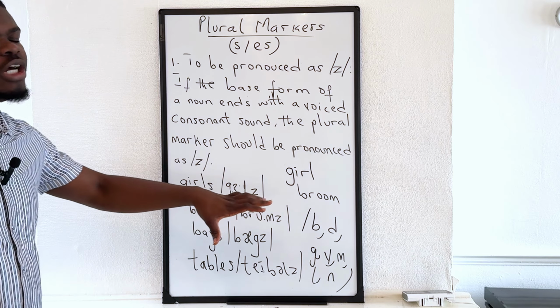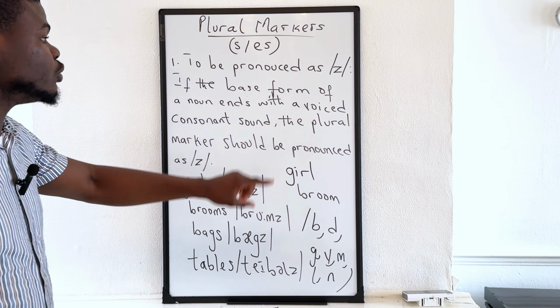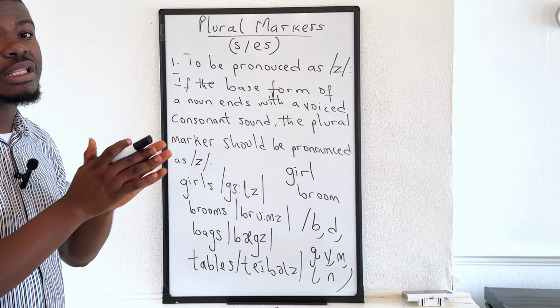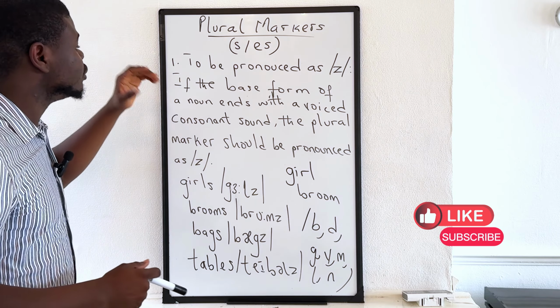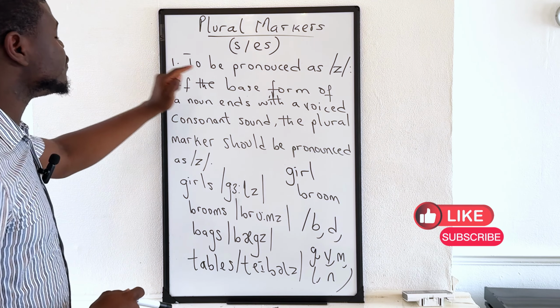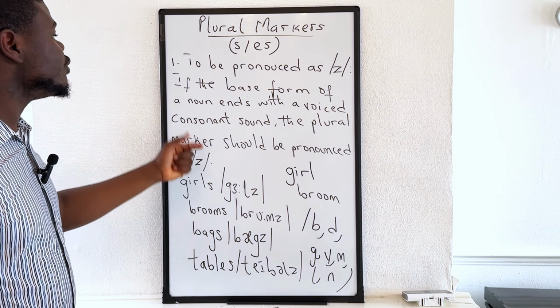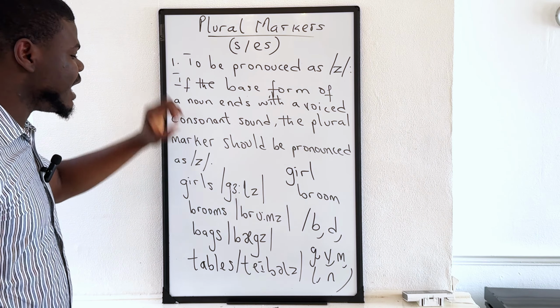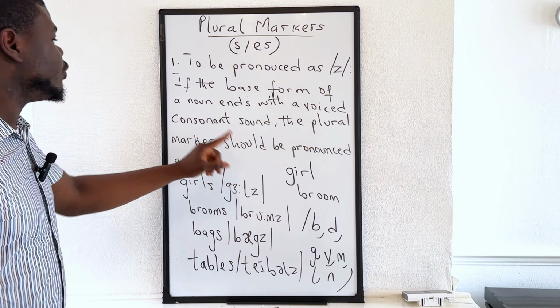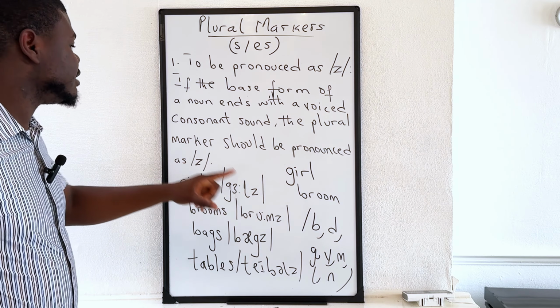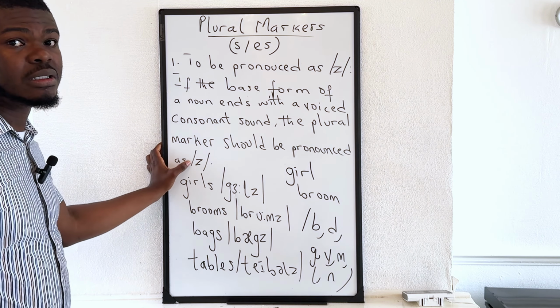Yeah, you should check. I would do a video that talks about sounds generally, and then I would talk more about voiceless and voiced consonant sounds. Yeah. So now, if the base form of a noun ends with a voiced consonant sound, that means the last sound in the noun, the plural marker should be pronounced as Z.